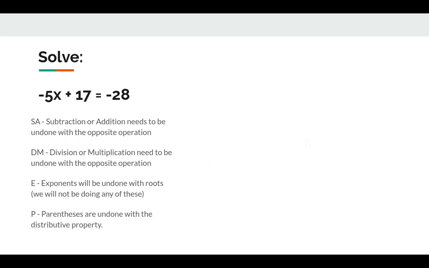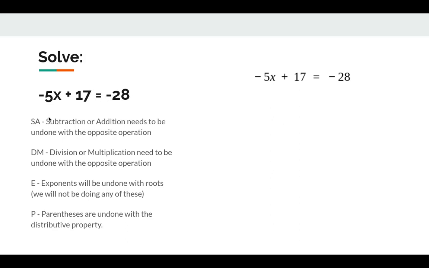Okay, next problem. Negative 5x plus 17 equals negative 28. Now I wanted to throw this in there for two reasons. Number one, we're dealing with some negatives. And for some of us, that becomes a problem because our mind instantly thinks, oh, this is going to be really hard. But I think you're going to find that it's not as hard as you realize. So what we're going to do is start by writing down the equation. Negative 5x plus 17 equals negative 28.